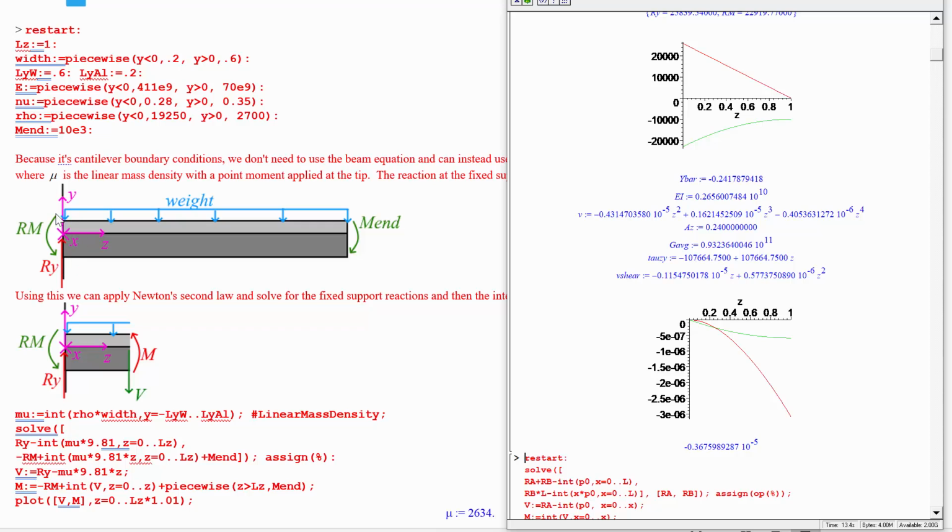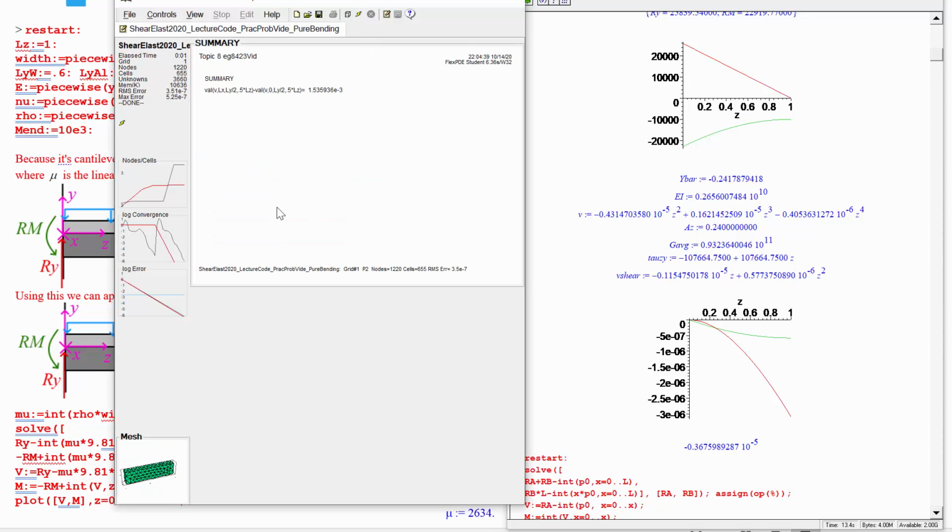I wouldn't want to have to hold this up at the other end here, but assuming the reaction at the wall can actually supply the forces to stop this from moving at all, then this seems kind of reasonable for the right order of magnitude for the tip displacement.